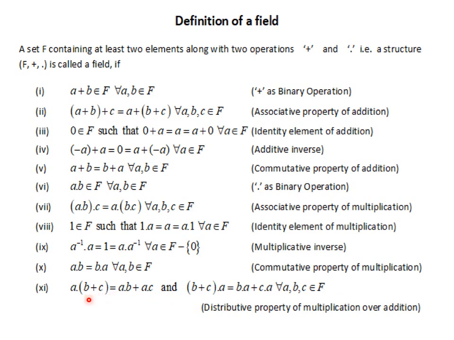And if B plus C into A is there, then again it is to be distributive, that is it equals B into A plus C into A for all A, B, C belongs to F. So if any set F with two operations, plus and multiplication, follows all these 11 axioms, then we can say that that particular structure is a field, and we have to remember all these points all the time as far as the definition of field is concerned.